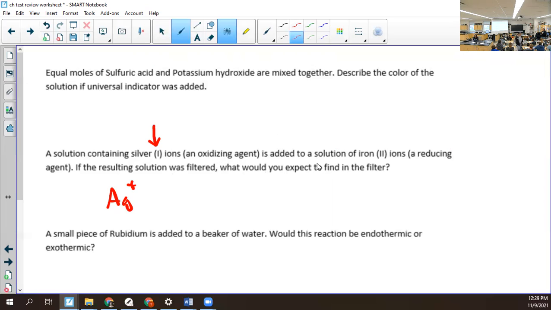Is added to a solution of iron 2 ions, a reducing agent. If the resulting solution was filtered, what would you expect to find in the filter? So we have Ag with something, we have iron with something. What are we going to get in the filter? Just silver.